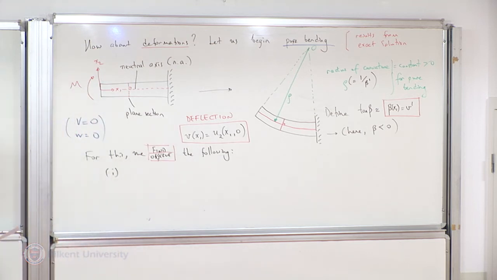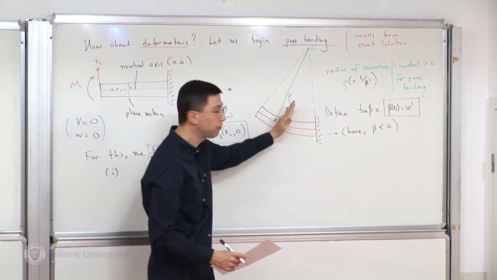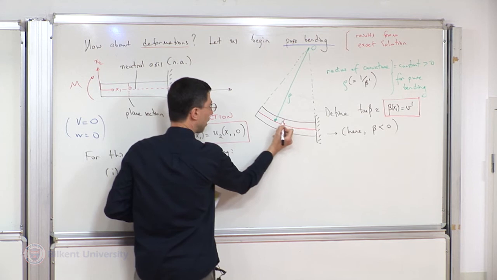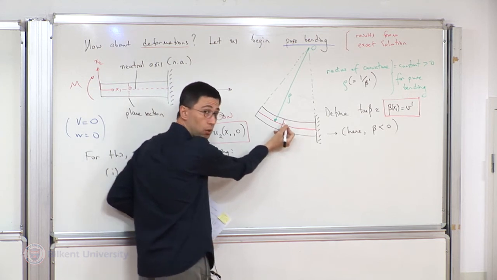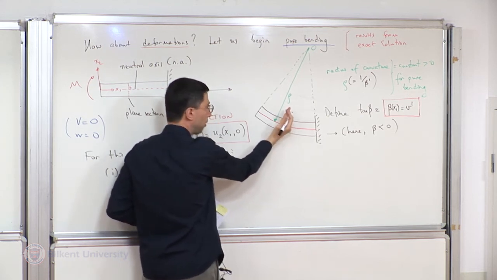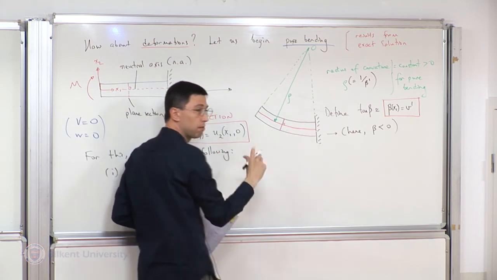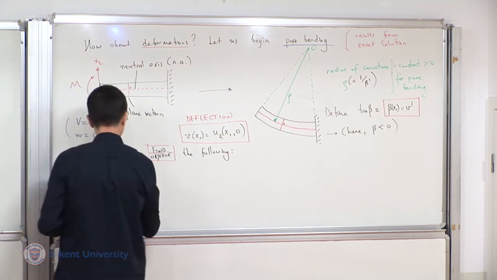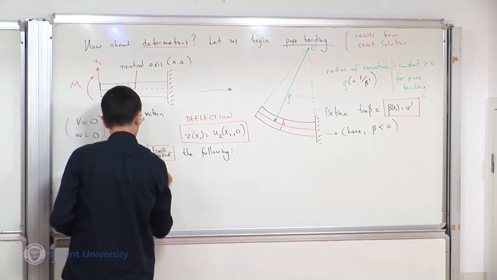The first one is plane sections after deformation, they remain planar. Planar versus a line that sort of wiggles, right? Because it deforms, it doesn't need to, after deformation, remain as a line. It could have been some curved line. That's not the case in this scenario. So plane sections remain plane.